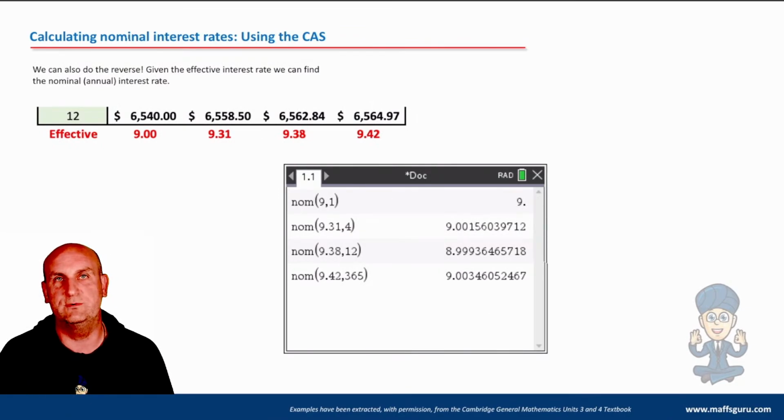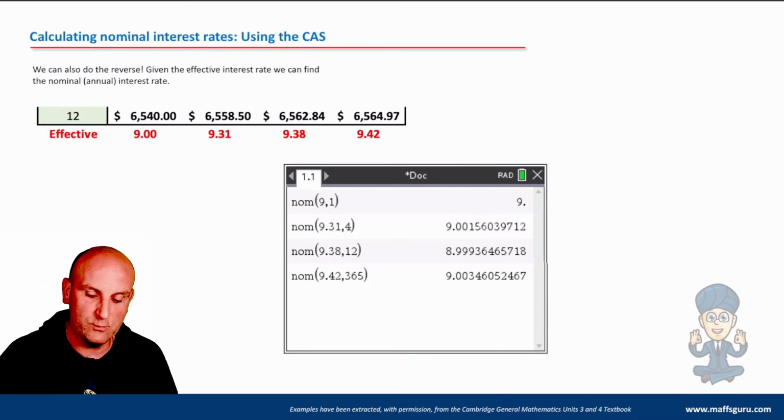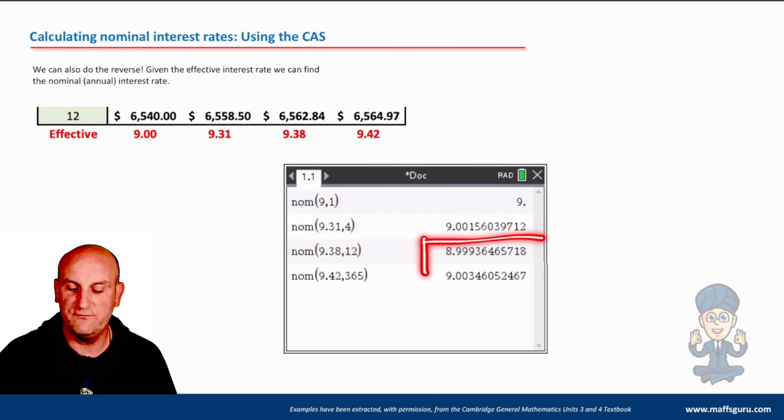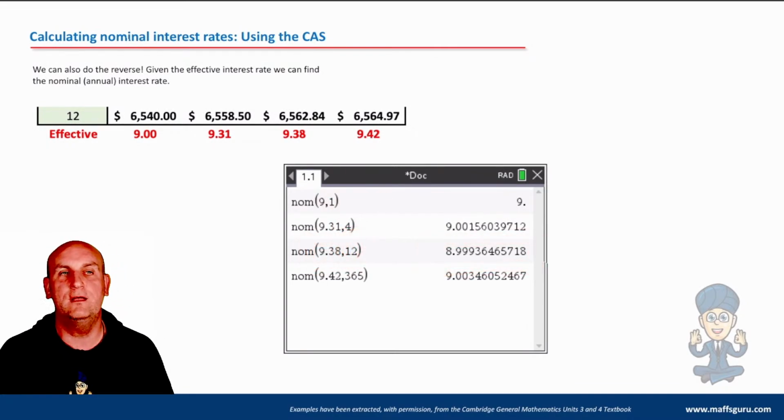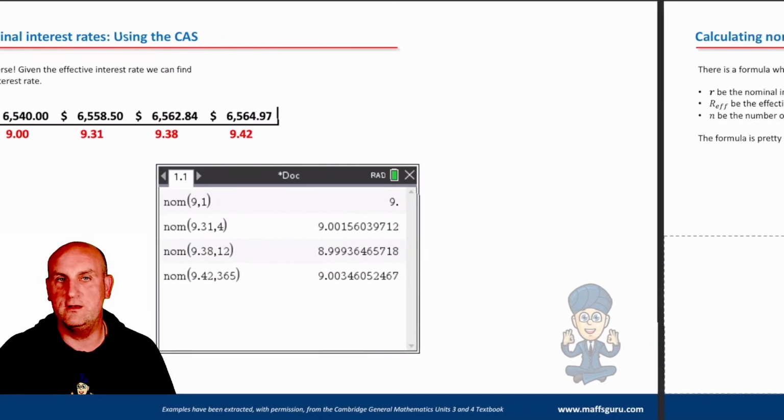Rightio, calculating the nominal interest rate. Well, it seems sensible that if we can do things one way, we can actually do them backwards. And so if you are given an effective interest rate, then basically what can you do? You can actually reverse it. So in that situation, if this was my effective interest rate paid over 12 payments, then effectively we can turn it back. And obviously with some rounding there, we get to 9.